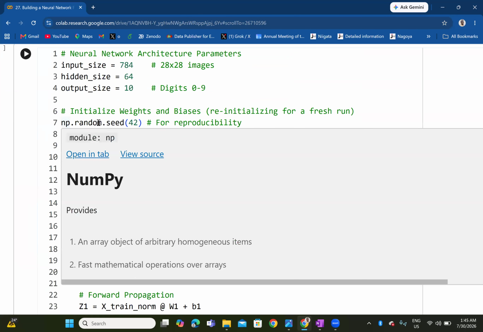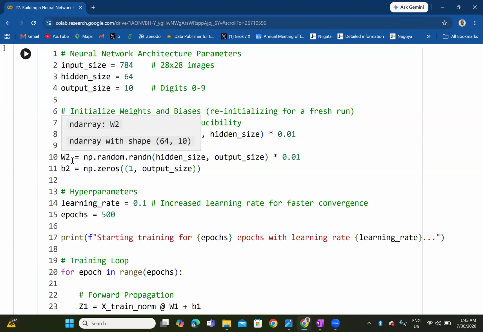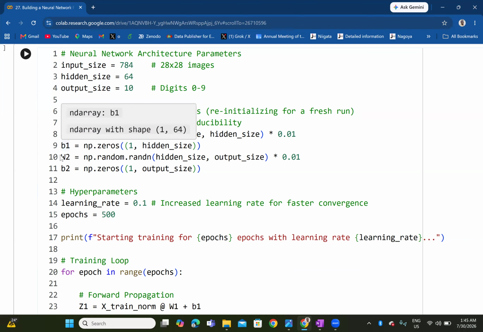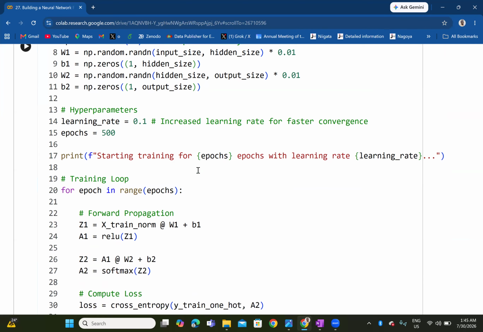So np.random.seed is for reproducibility. We have a lot of randomness, and this line helps make sure that we keep getting the same results instead of different ones. If we remove this line, you keep getting different results, and that can be frustrating, right? So that's why we put that seeding in for reproducibility. Then we have weights W1 and W2 and biases B1 and B2 defined like we saw before. Then we have the hyperparameters.